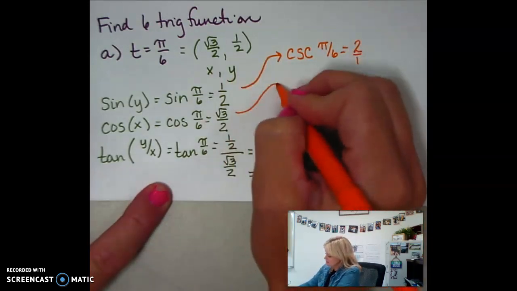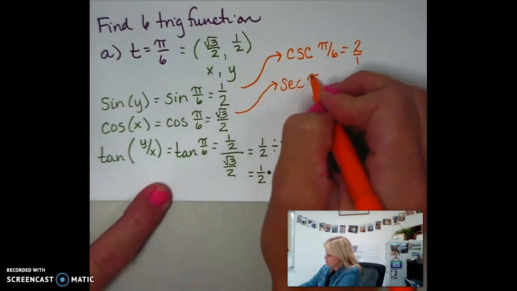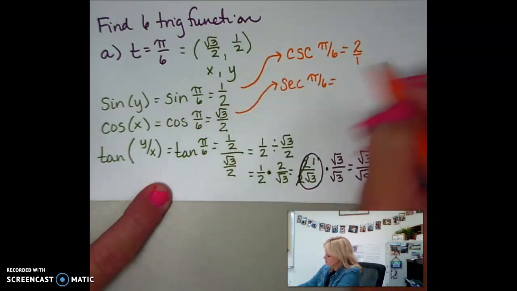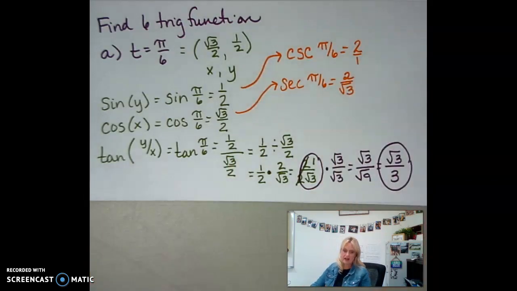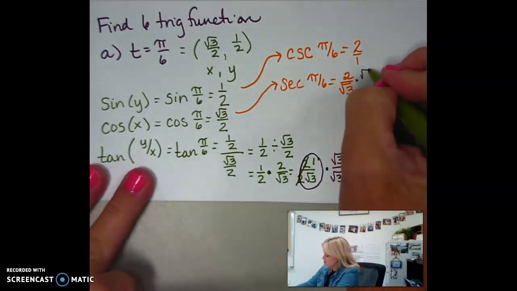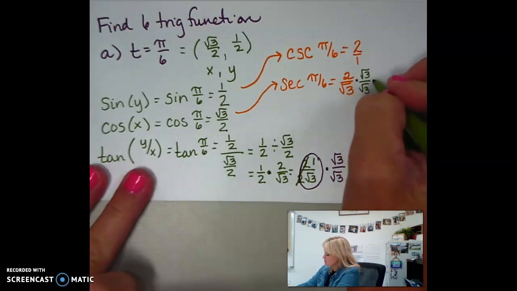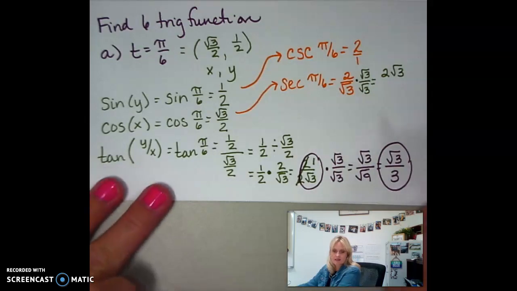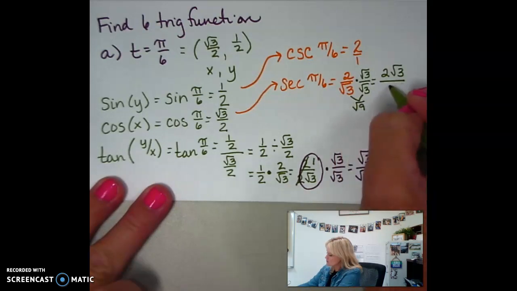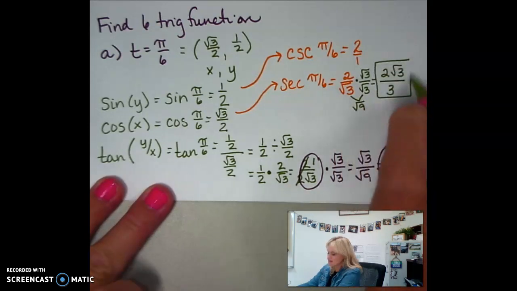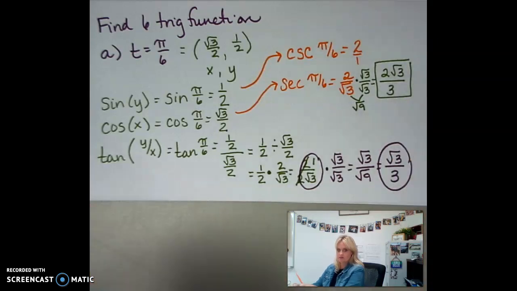The secant is the reciprocal of cosine, and when we flip this, we get 2 over the square root of 3. Again, we have to rationalize. We cannot leave the square root of 3 on the bottom, so I'm going to multiply the top and bottom by the square root of 3. 2 times the square root of 3 is 2 square roots of 3, because I cannot combine numbers with radicals. However, this gives me the square root of 9, which we know is 3. I cannot cancel this 3 with this 3 because this is a number and this is a radical.